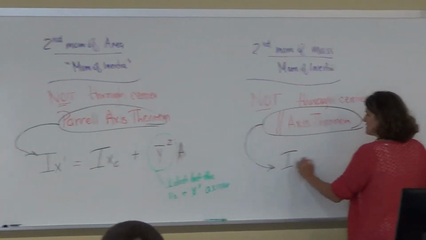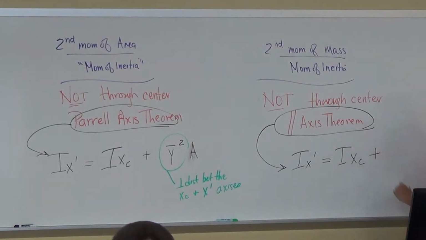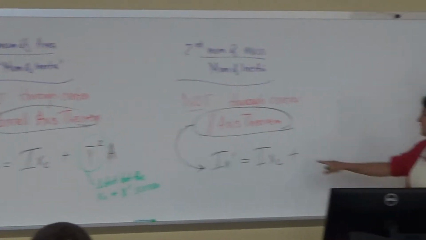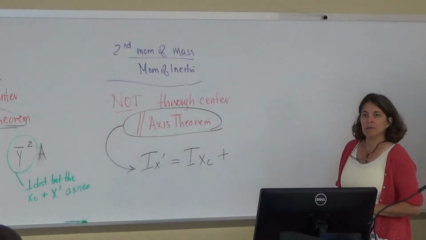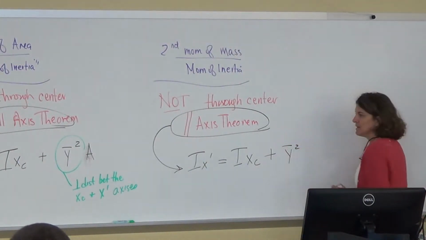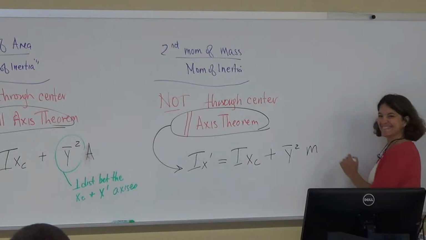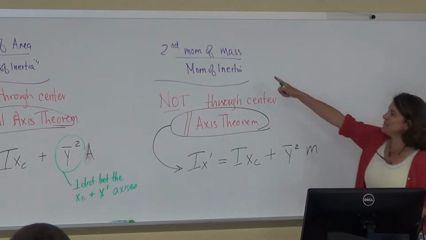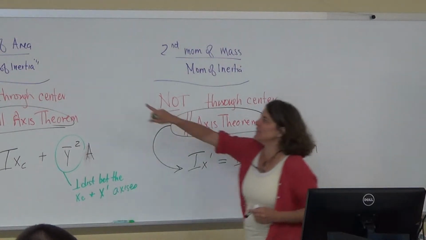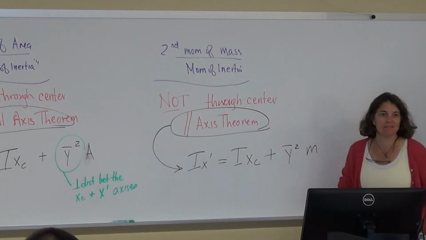So I sub xc prime is equal to I sub xc plus, I don't know where we are, Peter. What do you think I should put here? Y bar squared. Area or mass? Which one do you think? By mass. Right. Why? It just matches that way. Because it's mass, because we're dealing with mass. Here we were dealing with area, so we put area. Here we're dealing with mass, we put mass.